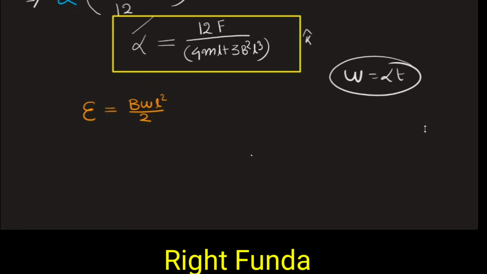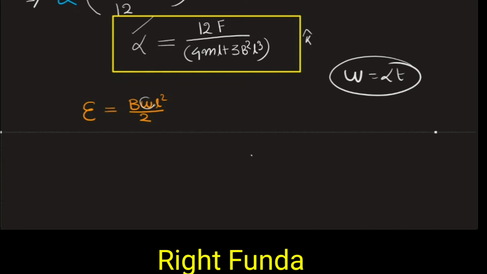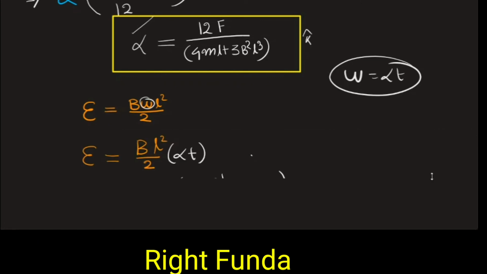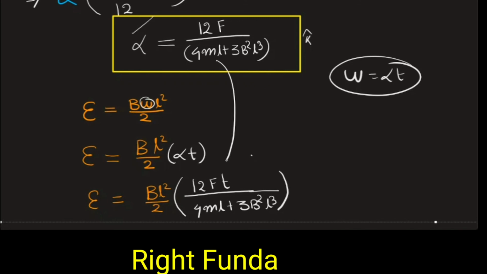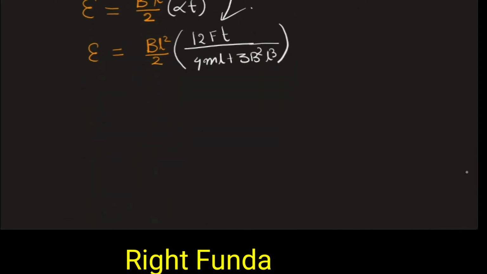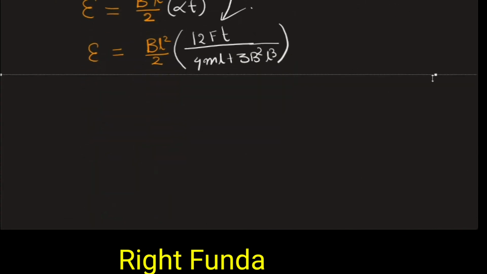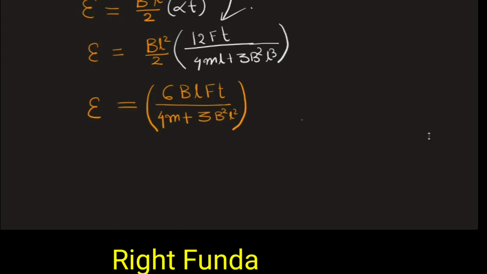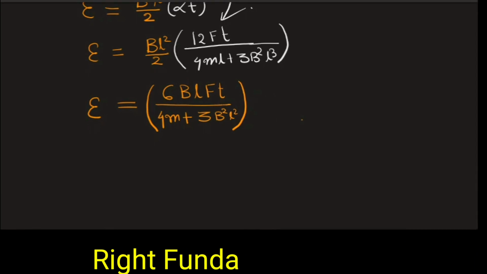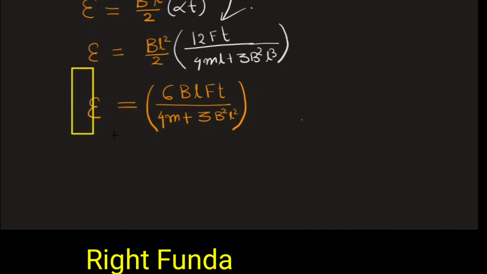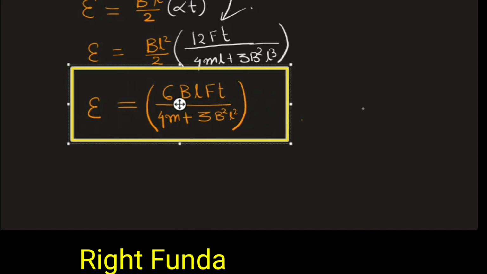That omega value we substitute here, and we get the answer. Substituting omega equal to alpha t, and substituting the alpha value that we calculated from the above equation, we finally obtain the induced EMF in the rod equal to 6b LFt by 4m plus 3 b square L square. This is the final result for the induced EMF as a function of time.